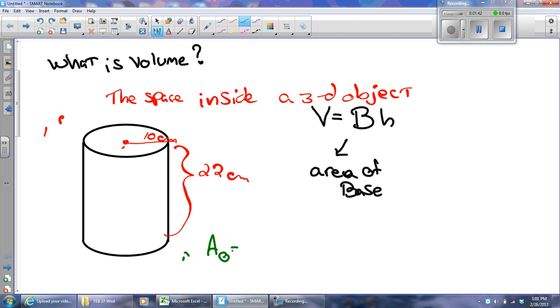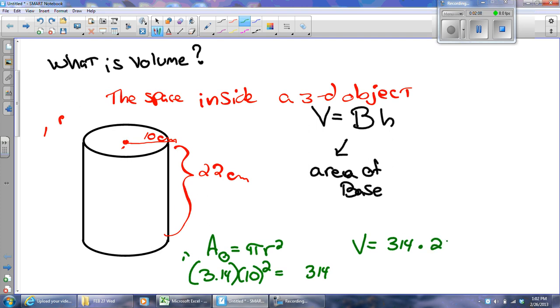So to do this one here, this cylinder, I know it's a circle, and the area of a circle I can find by doing pi times the radius squared, and then I'm going to multiply it by the height. So I'm going to take 3.14 as my approximation of pi. My radius squared is 10 squared, and when I simplify that, I'm going to get 314. Now to do the volume, I'm going to take 314, that's capital B right there. I'm going to multiply it by 22.